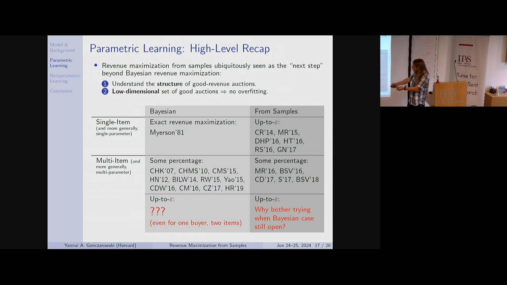We actually know that up to epsilon, mechanisms have very, very high dimension. You pick the dimension type, they have very high dimension. So why even bother? This calls, if it's even solvable, for approaches that do not rely on the auction structure, what I would call non-parametric learning. Approaches that do not assume we're optimizing over nicely structured auctions, and this is precisely what I will be talking about today.